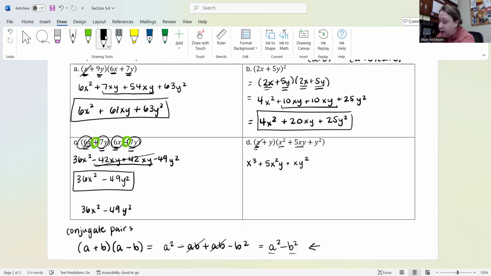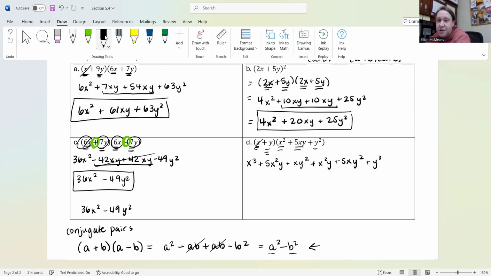We can move on to the y. Y times x squared is x squared y. Y times 5xy. Well, 1 times 5 is 5. There's nothing to multiply by the x, so I just bring it down. And then y times y is y squared. And then finally, we get y times y squared. Well, y times y squared ends up being y to the third.